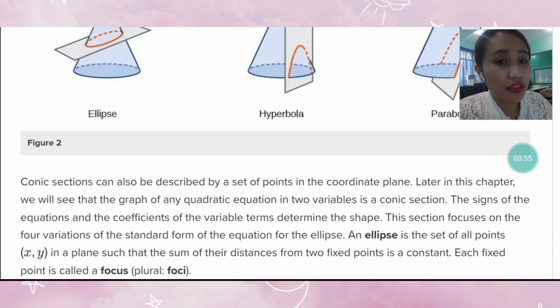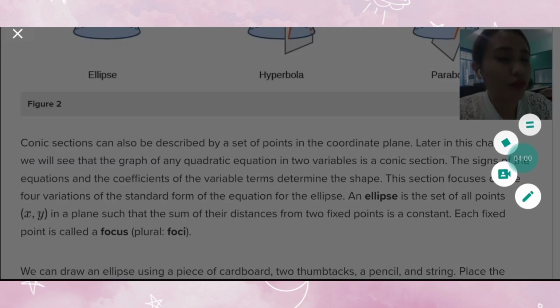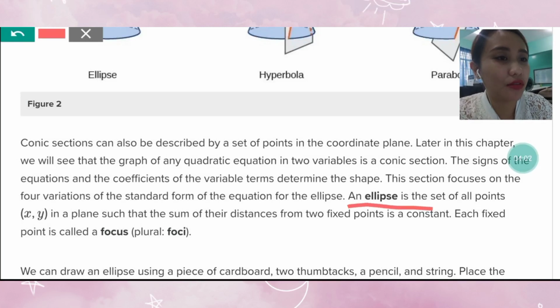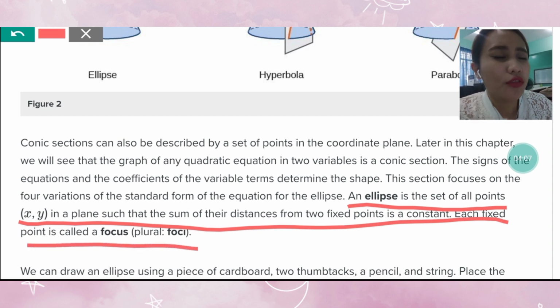So let's go ahead with the formal definition for the ellipse. Take note of that. An ellipse is the set of all points (x, y), ordered pairs in a plane, such that the sum of the distances from two fixed points is a constant. Each fixed point is called a focus, and since there are two, the plural form of focus is foci.